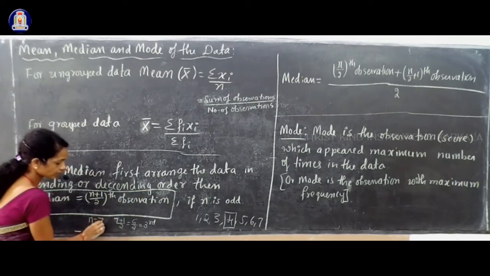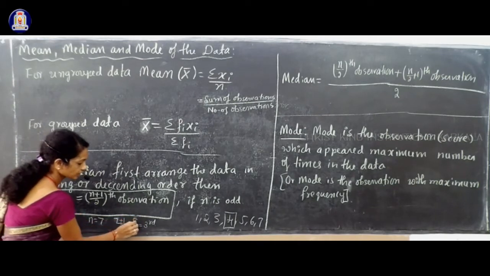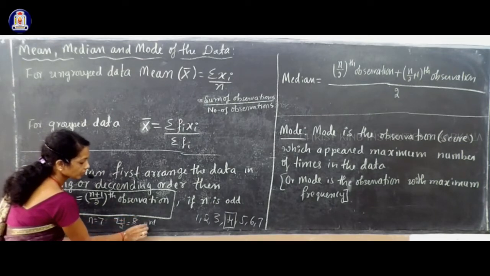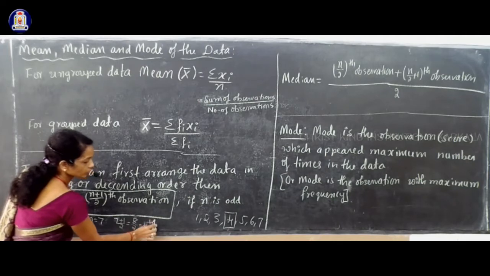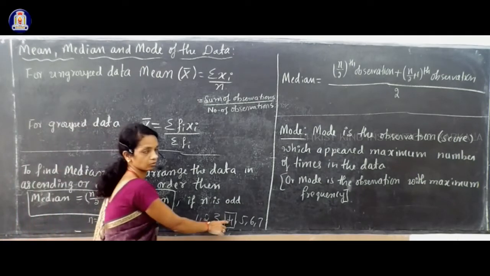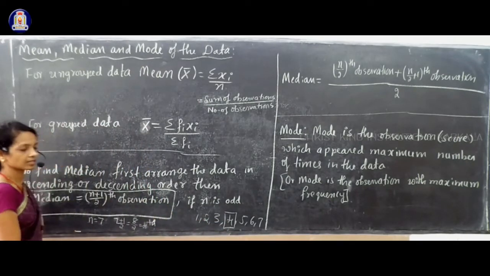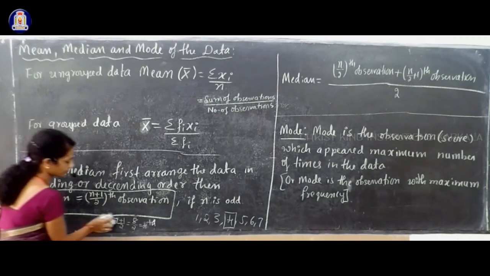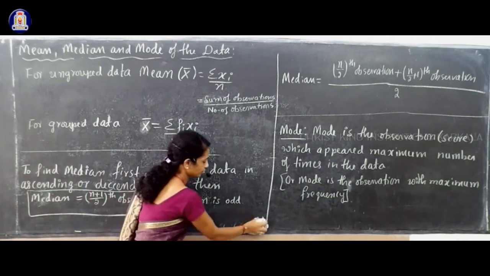So n is equal to 7. 7 plus 1 is what? That is 8. 8 divided by 2. That is the fourth observation, and that you can see here. The fourth observation lies exactly in the middle of the data. So like that you have to get the median.